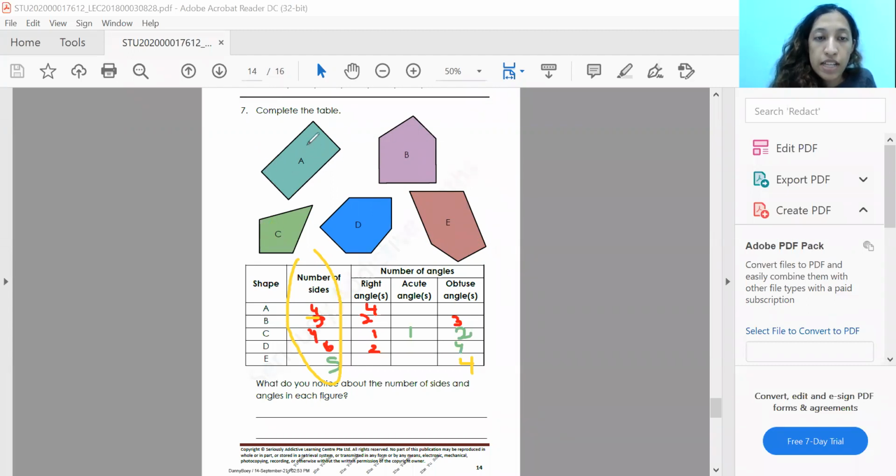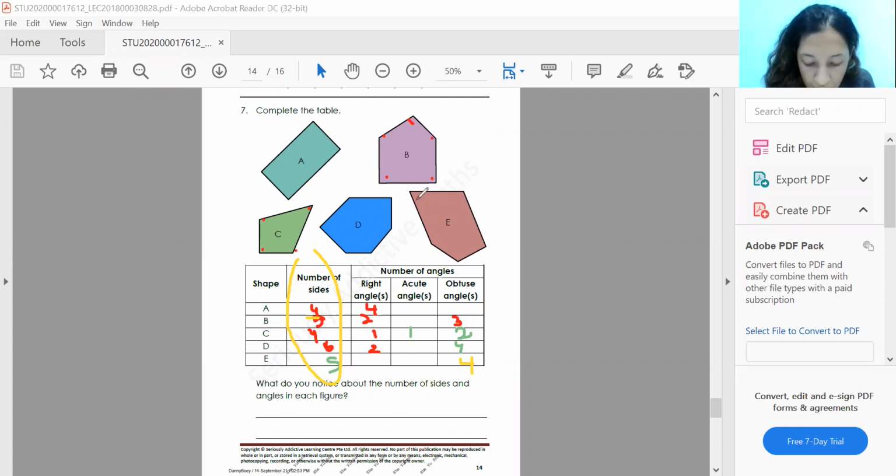For shape A rectangle, 4 sides, 4 angles. How many sides? 5 sides. How many angles? 1, 2, 3, 4, 5. 5 angles. For C, 4 sides. 1, 2, 3, 4. 4 angles. D, how many sides? 1, 2, 3, 4, 5, 6. Right? 6 sides, 6 angles. And E, 5 sides, 5 angles.